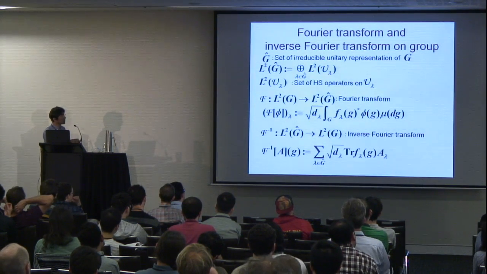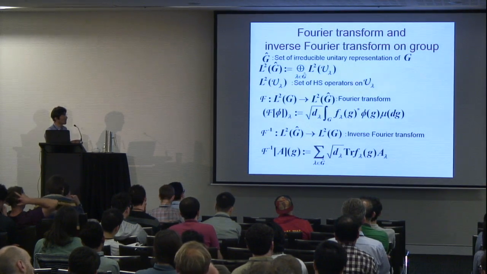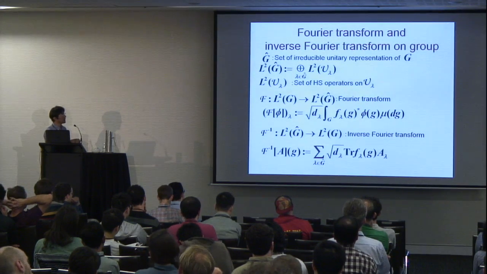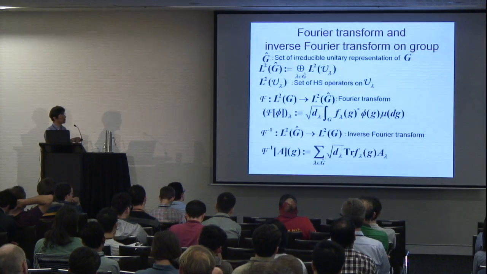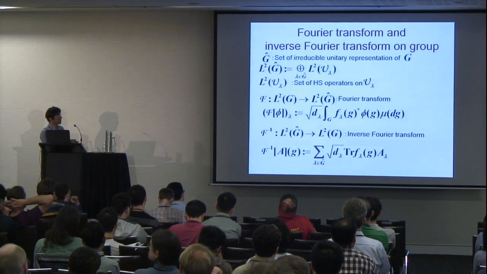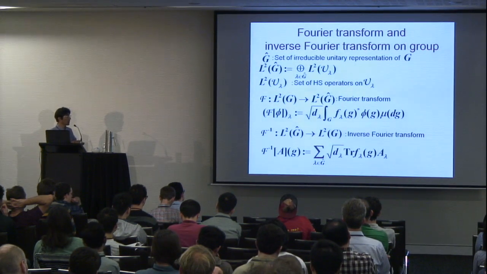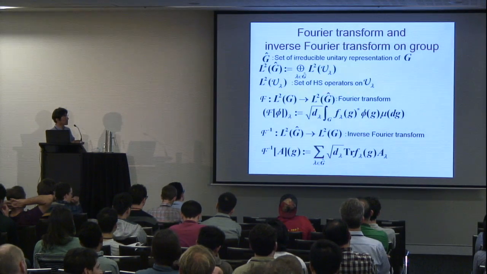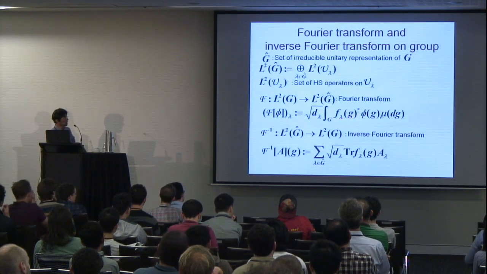We have an irreducible representation V lambda. V lambda is a representation space, and we consider a set of Hilbert-Schmidt operators on this irreducible Hilbert space. And also we consider the direct sum of those Hilbert-Schmidt operators. So the Fourier transform is given by this one. Firstly, we consider an L2 function on the group G and convert it to that space in this way. So f is a kind of wave function, and we take this one. This one is for each G.